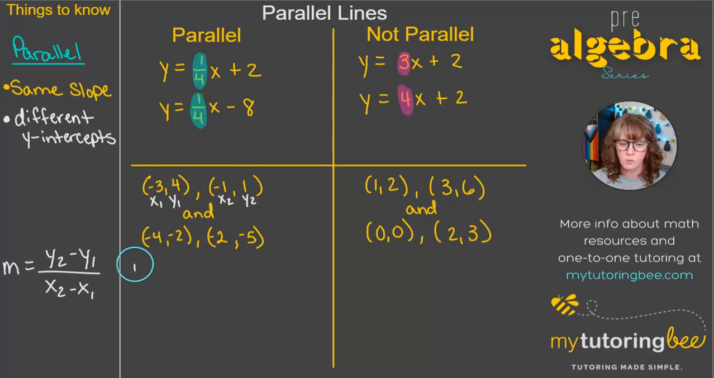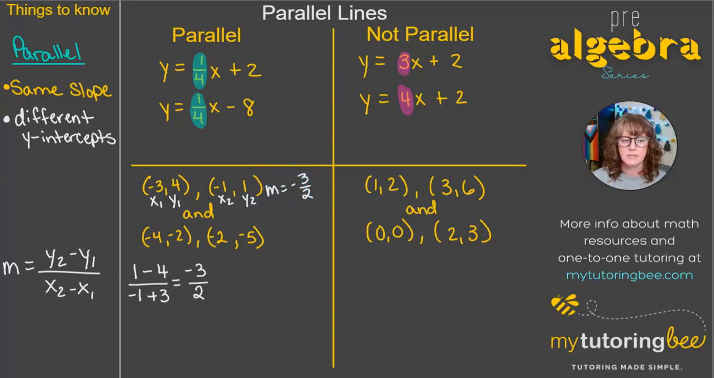So our y2 is 1 minus 4, that's our y1, over our x2 is -1 minus our x1 is -3. So we could write minus a -3, but I like to simplify it and just go ahead and make it a +3. So let's go ahead and simplify and solve. 1 minus 4 gives us -3. And then -1 plus 3 gives us 2. So we wind up with a slope of -3 over 2.